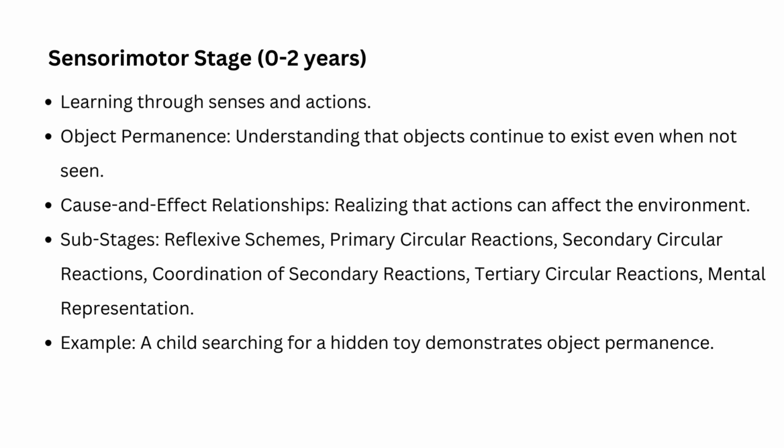One of the most critical developments in this stage is object permanence. The understanding that objects continue to exist even when they are out of sight. Before this concept is developed, if you hide a toy under a blanket, the child will think that the toy has simply disappeared. However, as they grow, they start searching for the hidden toy, indicating they understand it still exists. This milestone generally emerges around 8 to 12 months and is foundational for memory development.